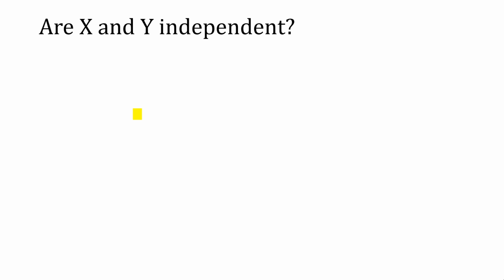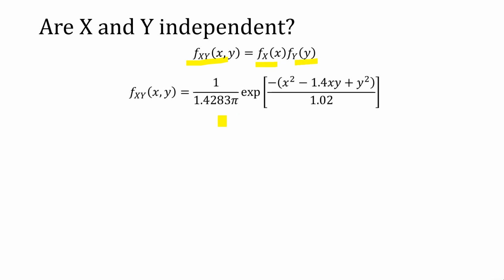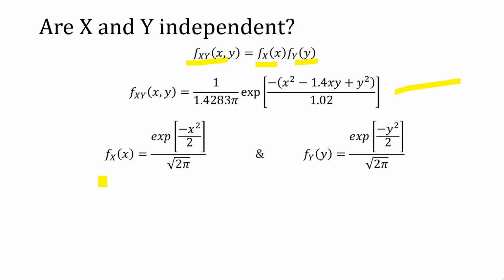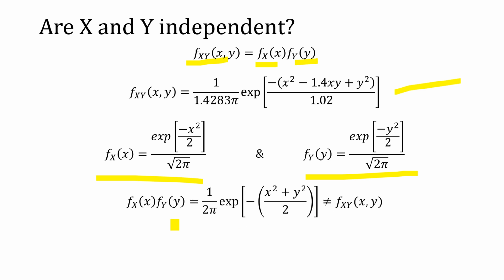Are x and y independent? To say that two given variables x and y are independent, this equation should be satisfied: a bivariate PDF should be equal to the multiplication of the individual PDFs. A bivariate PDF is given. We have calculated fx of x and fy of y. If these two are multiplied, this is the result.